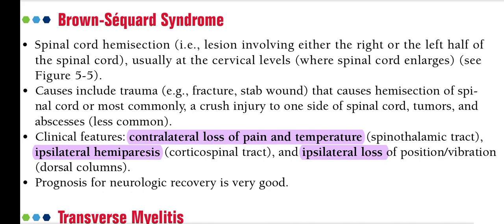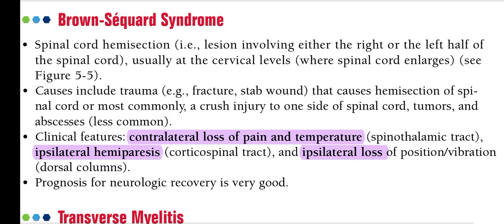Clinical features include contralateral loss of pain and temperature. The tract involved is the spinothalamic tract. Ipsilateral hemiparesis: the tract involved is the corticospinal tract. Ipsilateral loss of position and vibration sensation: the tract involved is the dorsal column-medial lemniscus system. Prognosis for neurologic recovery is very good.